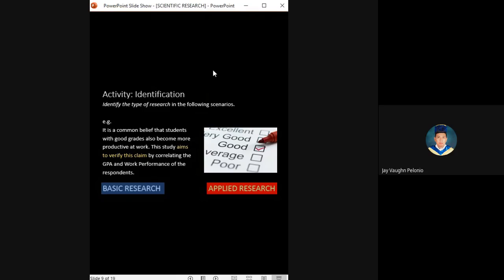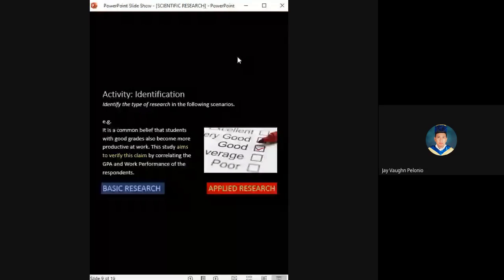It is a common belief that students with good grades also become more productive at work. Kaya nga sinasabi sa atin na mag-aral ka ng mabuti para magkaroon ka ng magandang trabaho, di ba? So that's a common belief. Now this study aims to verify this claim by correlating GPA and work performance of the respondents, let's say teachers. The researcher correlates the grade point average of teachers, meron yan sa 201 file nila, and the work performance of teachers, also present in their ratings.